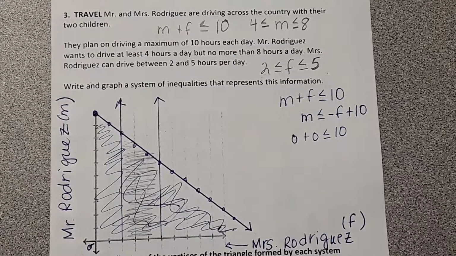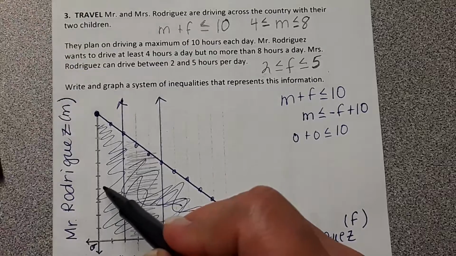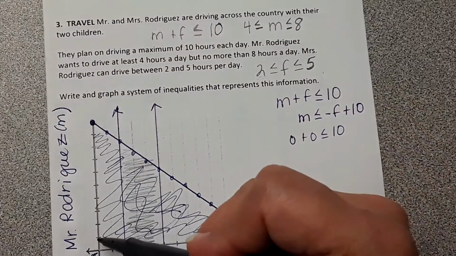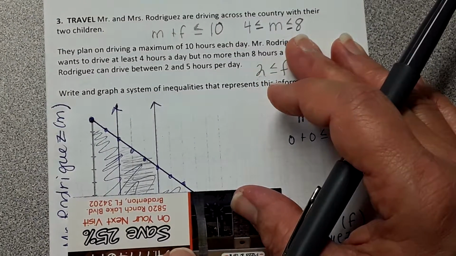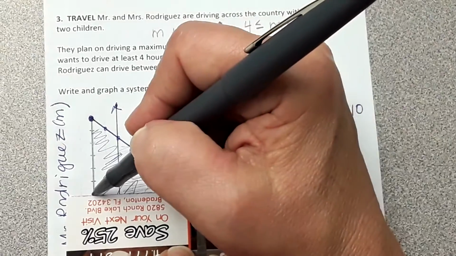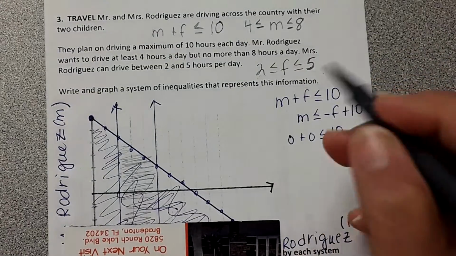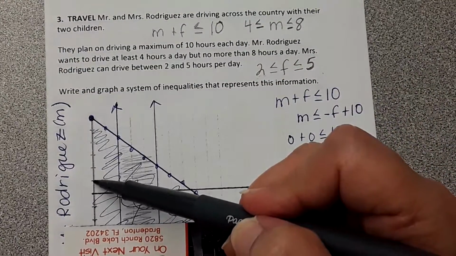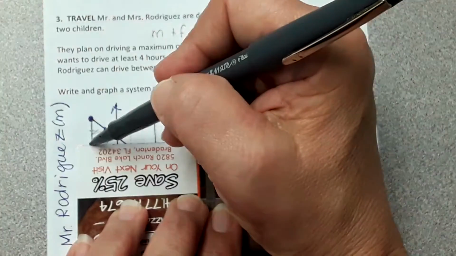This time, instead of a vertical line, I'm going to draw 2 horizontal lines. I'm going to draw one at 4 and one at 8. 1, 2, 3, 4. So I'm going up 1, 2, 3, 4, and I'm going to draw a horizontal line at 4. It's going to be solid because he'll drive 4 hours. And I'm going to draw one at 8. 4, 5, 6, 7, 8. Again, they're all solid.